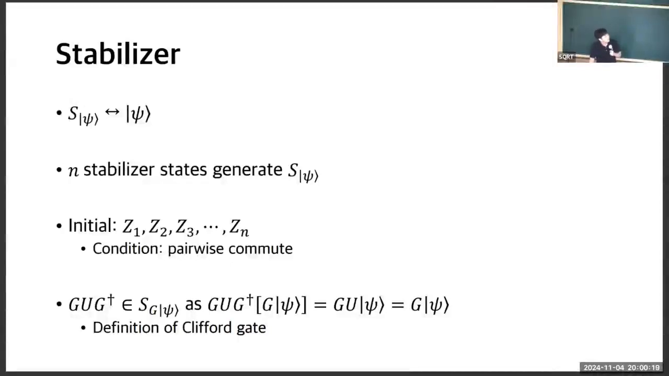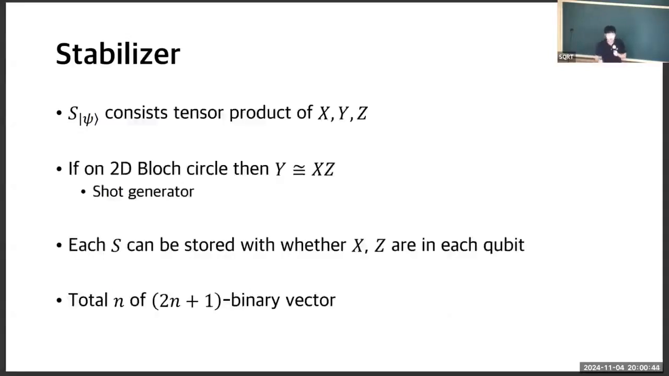For gate application, to get G psi, we can just use the conjugation, G U G dagger. This makes psi into G psi. So that makes G U G dagger a stabilizer of G psi. So S psi is a subset of Pauli gates, so they are tensor products of X, Y, and Z gates. And if it is a single-qubit Bloch circle, then Y is about the same as XZ.